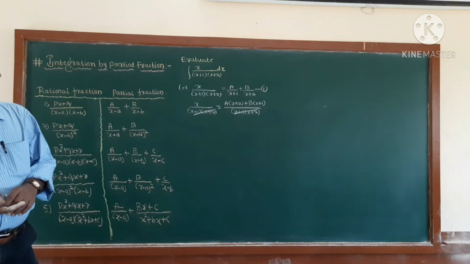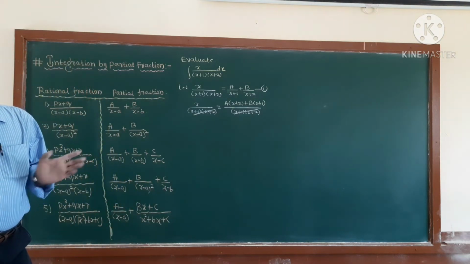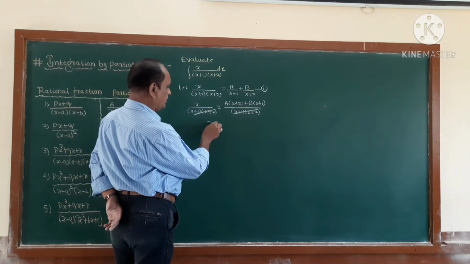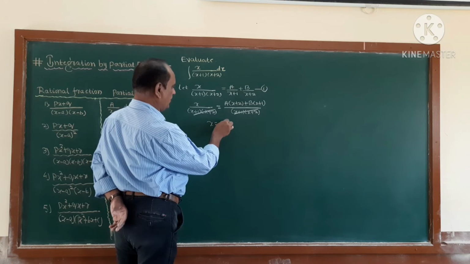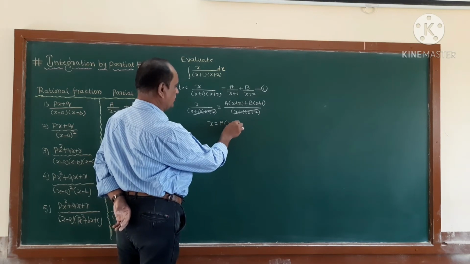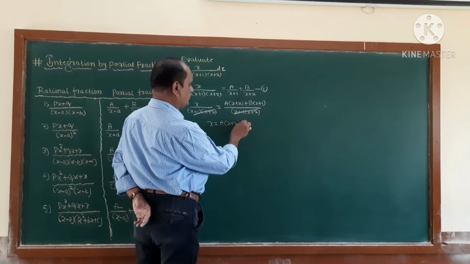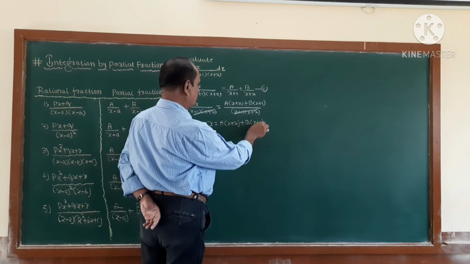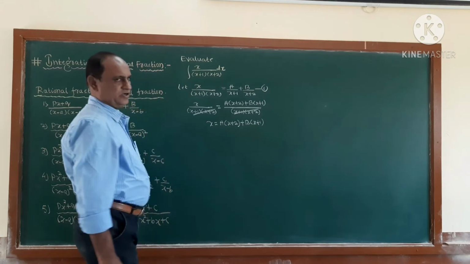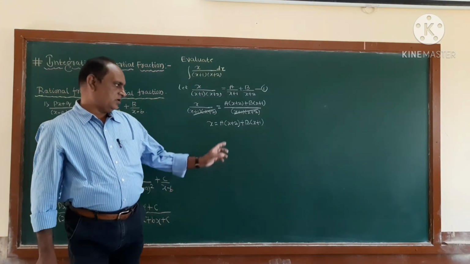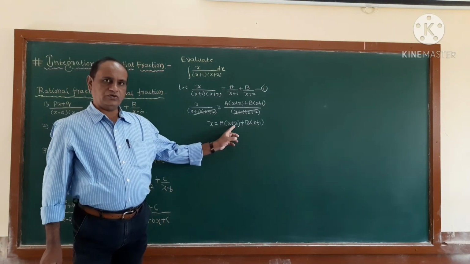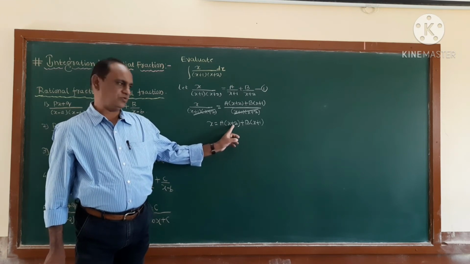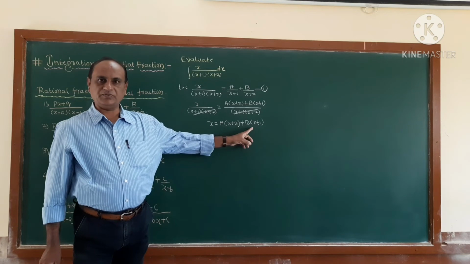Multiplying both sides by the denominator factor, taking the LCM. So the remaining term is x equals A in the bracket x plus 2 remains, then plus B in the bracket x plus 1 remains. Okay, so given the two factors, x plus 2 equals 0. Put x equal to the first factor x plus 2, second factor x plus 1.